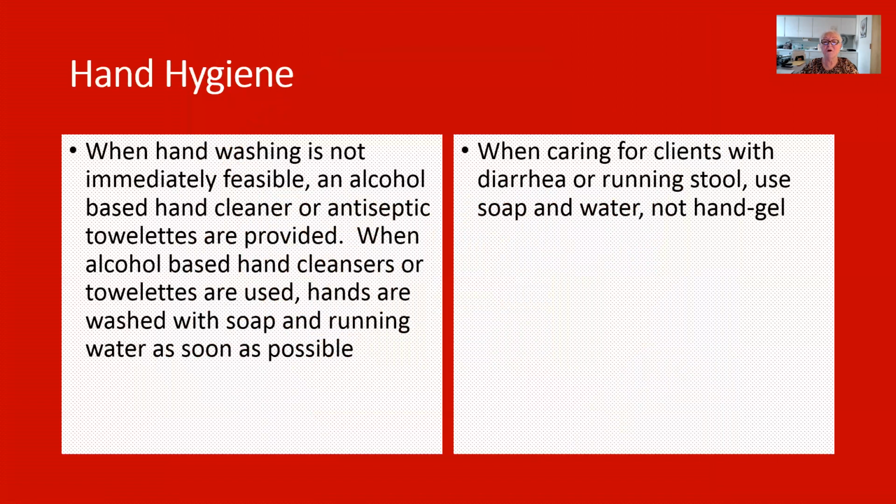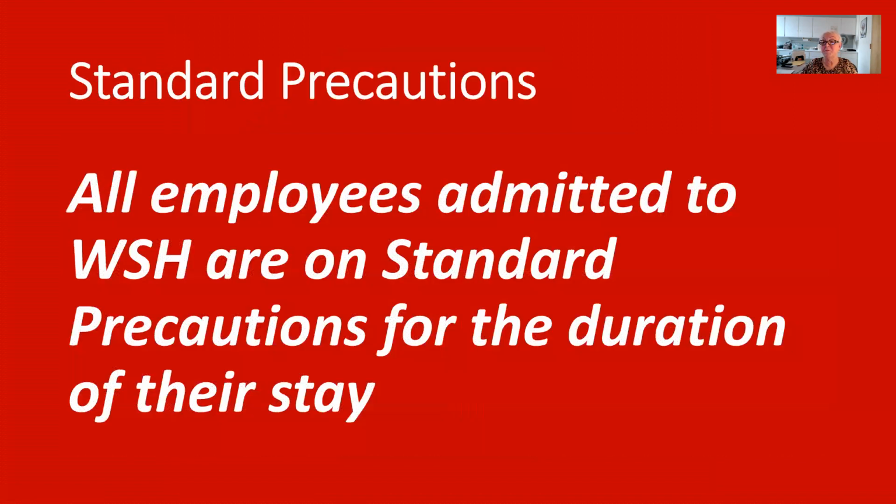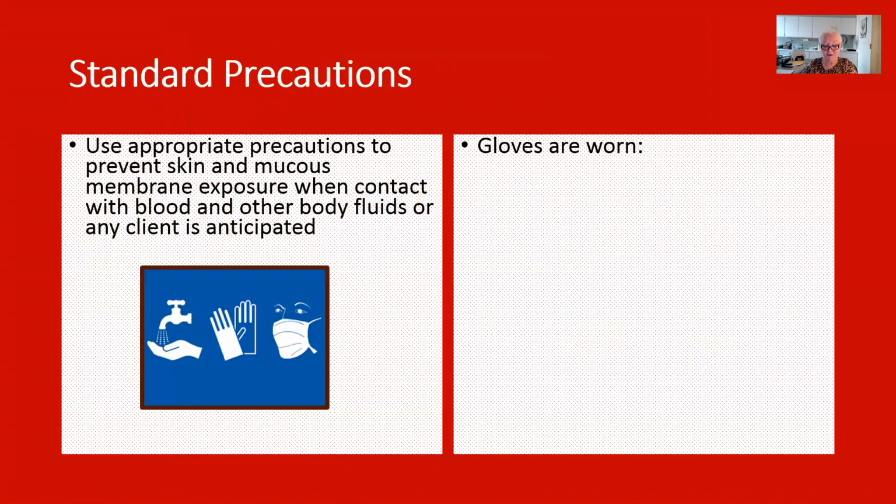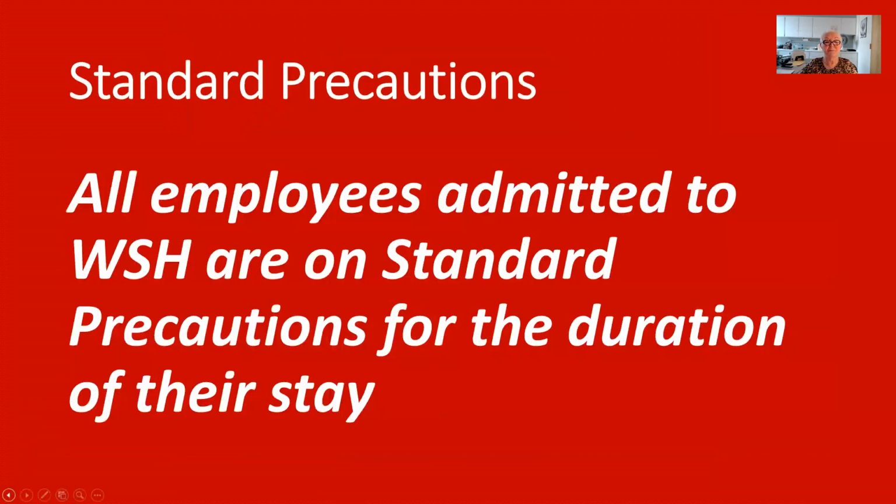Now, we all know that washing our hands isn't always feasible. So we can use an alcohol-based hand cleaner or antiseptic towelettes that are provided. When alcohol-based hand cleansers or towelettes are used, hands are washed with soap and running water as soon as possible. When caring for clients with diarrhea or running stool, use soap and water, not hand gel. There are certain bacteria that the hand gel will not kill. E. coli is one of them.